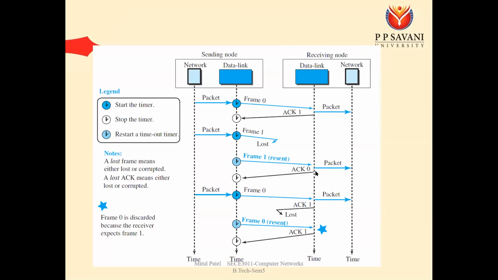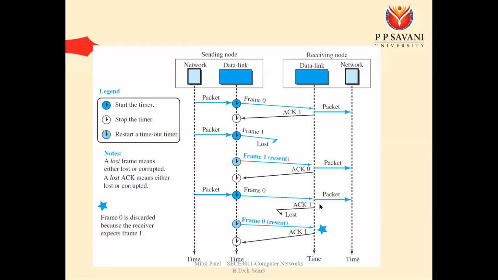In response, the receiver is sending acknowledgement number 0. The receiver sends acknowledgement 0, what does it mean? That the receiver is next expecting frame number 0. Here the receiver sent acknowledgement 1, what is the meaning? That the next frame the receiver wants is frame 1. Here the receiver sends acknowledgement 0, the next frame the receiver wants is frame number 0.